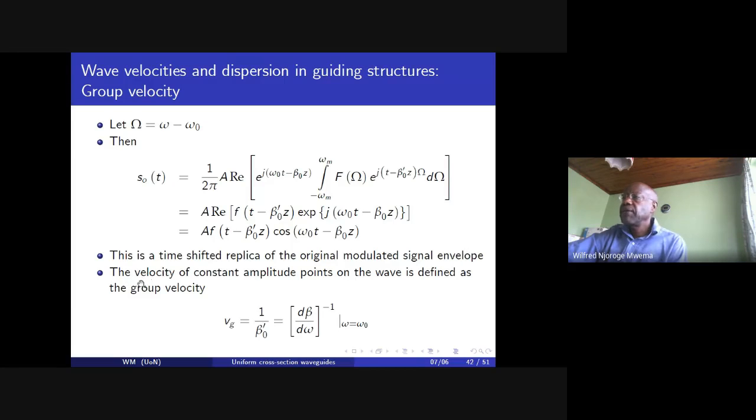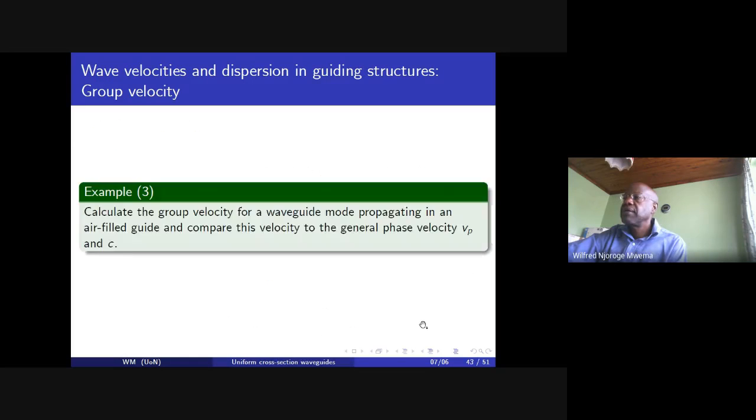So the velocity of the constant amplitude points, that is f of t minus beta naught z prime, multiplied by z constant, is given by that value there, that is Vg equal to 1 over beta naught prime, which is the inverse of d beta by d omega at omega equal to the center frequency. So, example: calculate the group velocity for a waveguide mode propagating in an air-filled waveguide and compare this velocity to the phase velocity Vp and c.